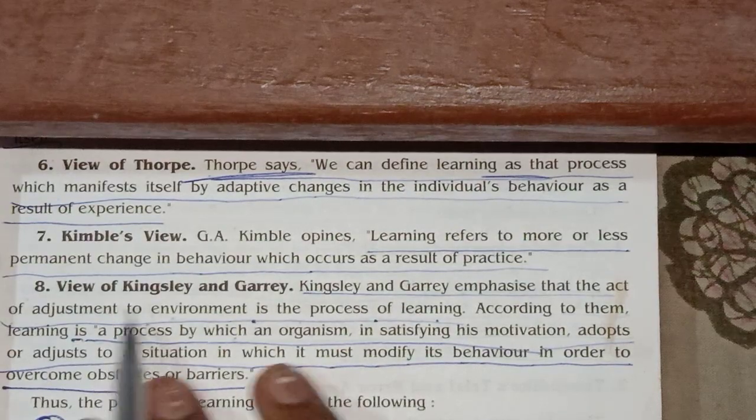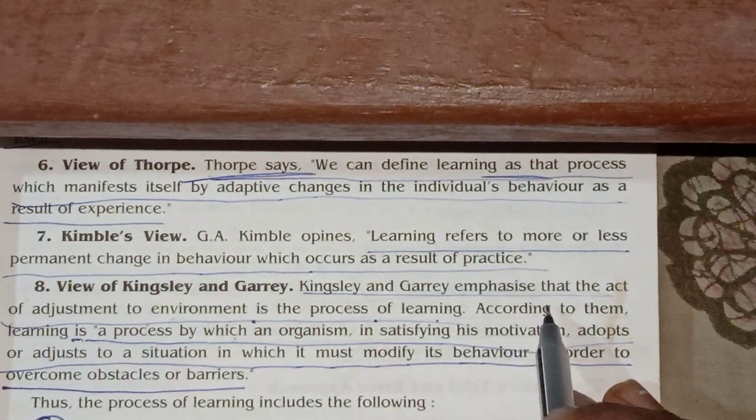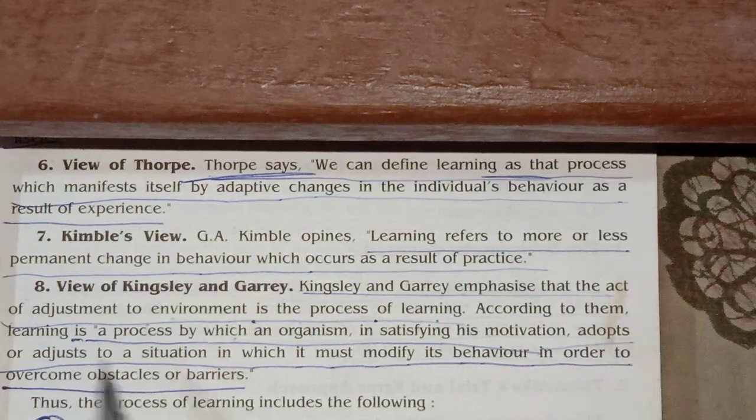Then the view of Kingsley and Gary. Kingsley and Gary emphasize that the act of adjustment to the environment is the process of learning. These two thinkers said that the learning process is the act of adjustment of human to the environment, to the surrounding. That is the learning process.